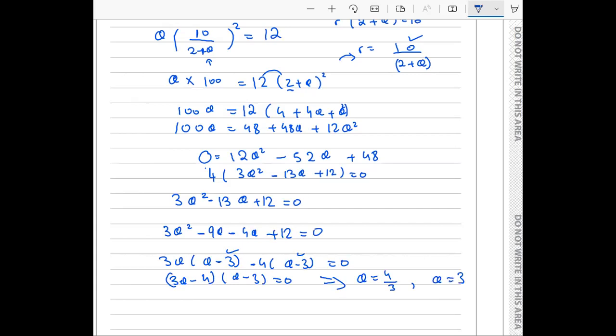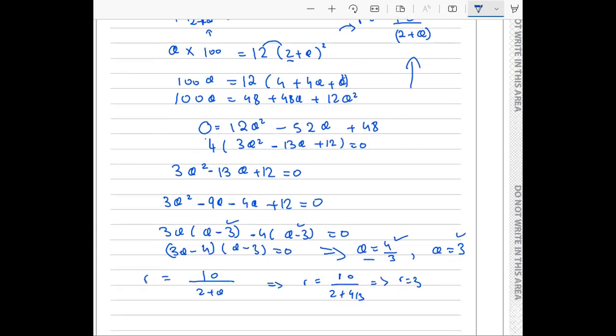Okay, right. Now the question was to find theta and r. Once we got our theta, we need to use this equation, r equals 10 by 2 plus theta, to find r. So using this theta first, I will get r equals 10 by 2 plus 4 by 3, and this will give me r equals 3.